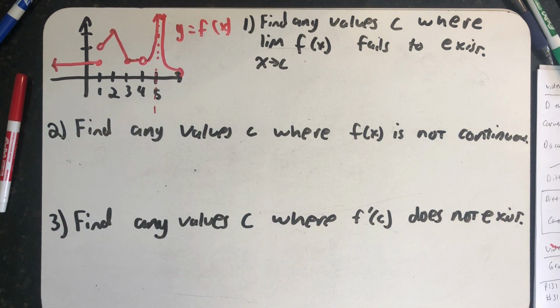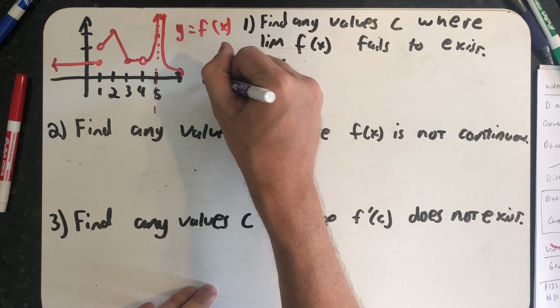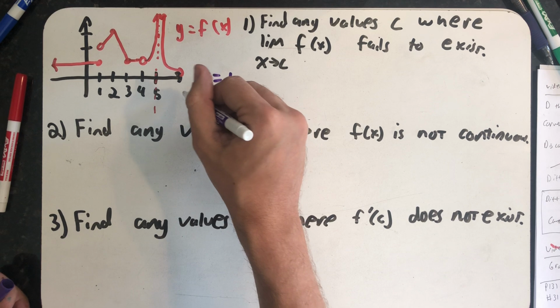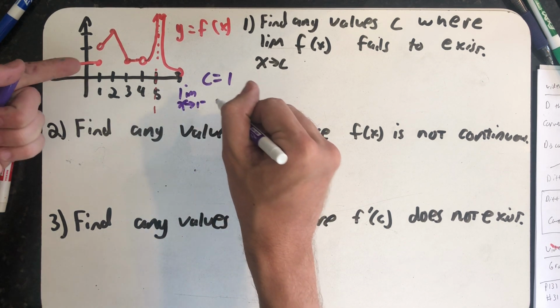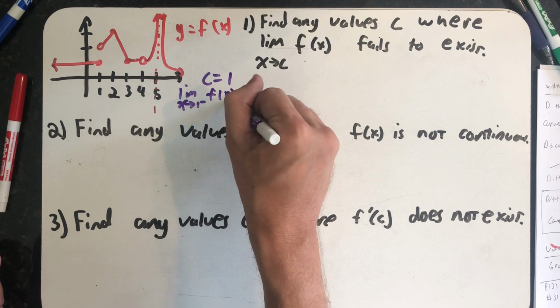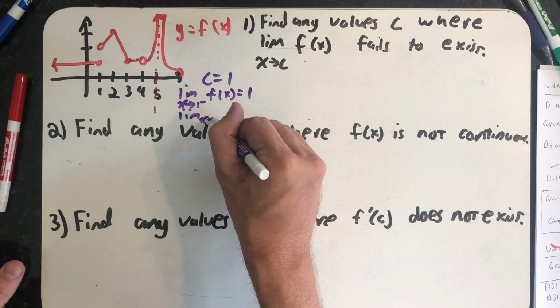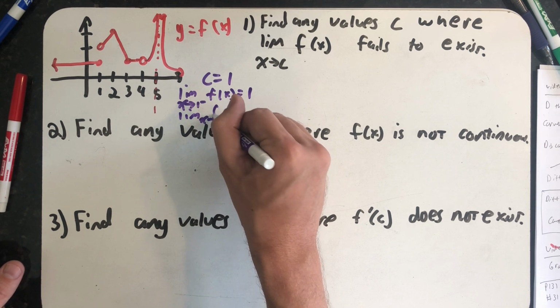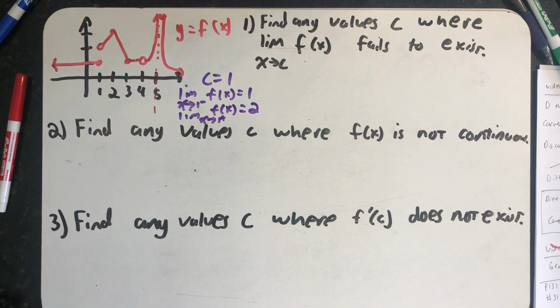All right, find any value c where the limit does not exist. Well, at c equals 1, I have different one-sided limits. The limit, in fact, as x approaches 1 from the left-hand side would be 1, and the limit as x approaches 1 from the right of f of x would be 2. All right, so that limit doesn't exist because my one-sided limits don't agree.